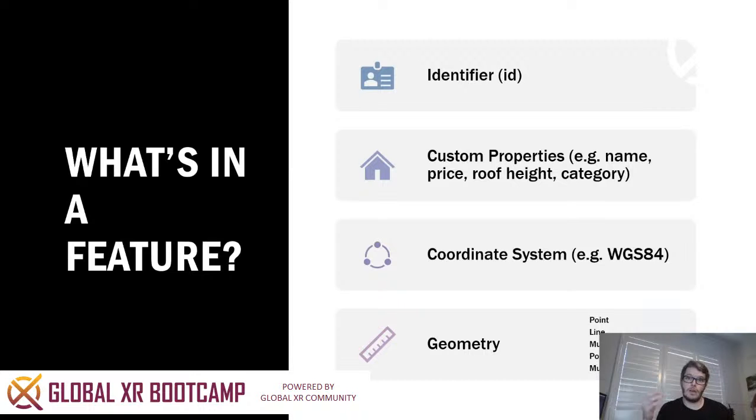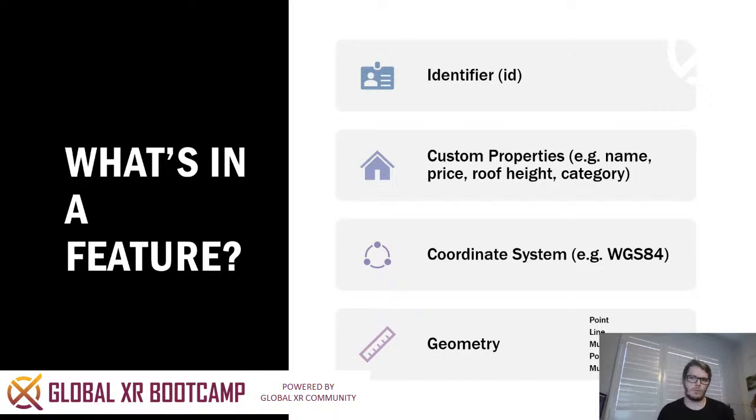If you're doing lot boundaries around houses, they'll have things like the price. If you're doing buildings, it'll have stuff like the roof height and the number of floors. That just depends on your provider, and so you've got to think about what you want to expose to your users for those. A feature will be defined in a particular coordinate system.